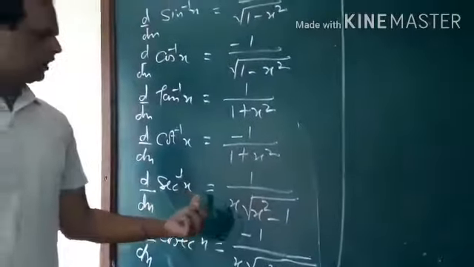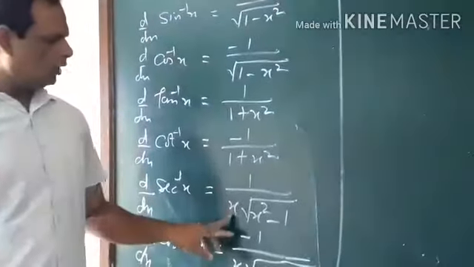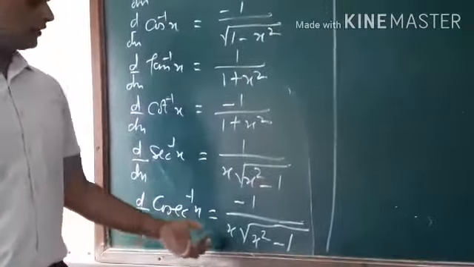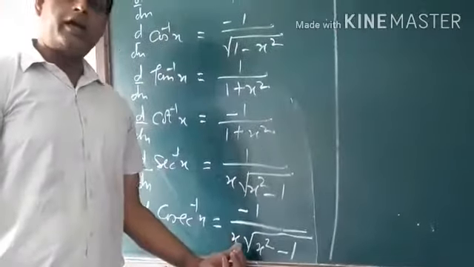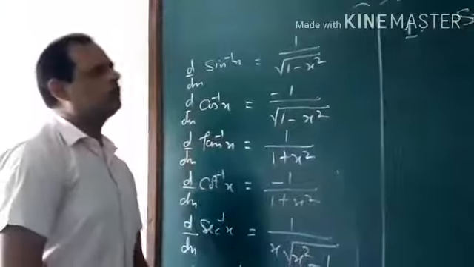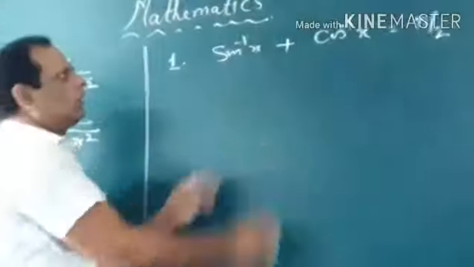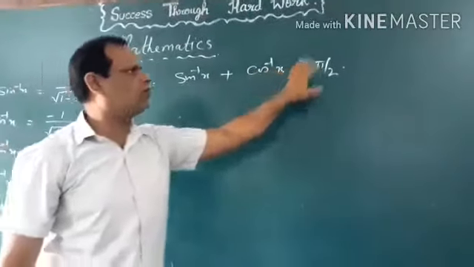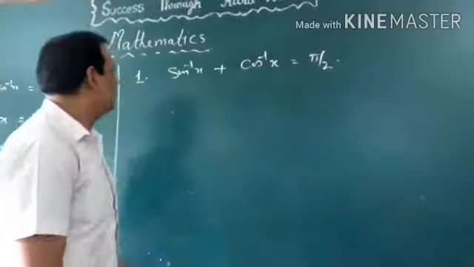Differentiation of sec inverse x is equal to 1 upon x root x square minus 1. Differentiation of cosec inverse x is equal to minus 1 upon x root x square minus 1. Now we use this formula in solving questions. Now we see here, we know the inverse trigonometric formula, sin inverse x plus cos inverse x is equal to pi by 2. Now we differentiate this function.